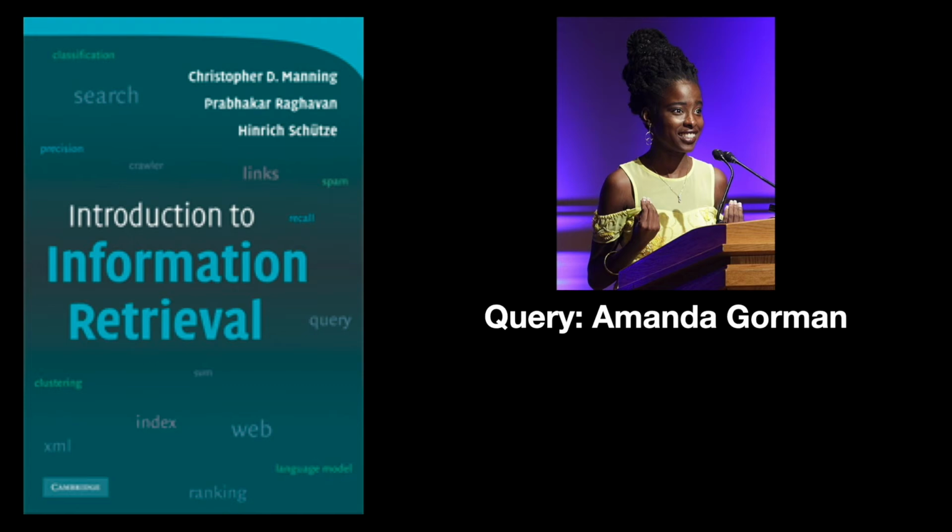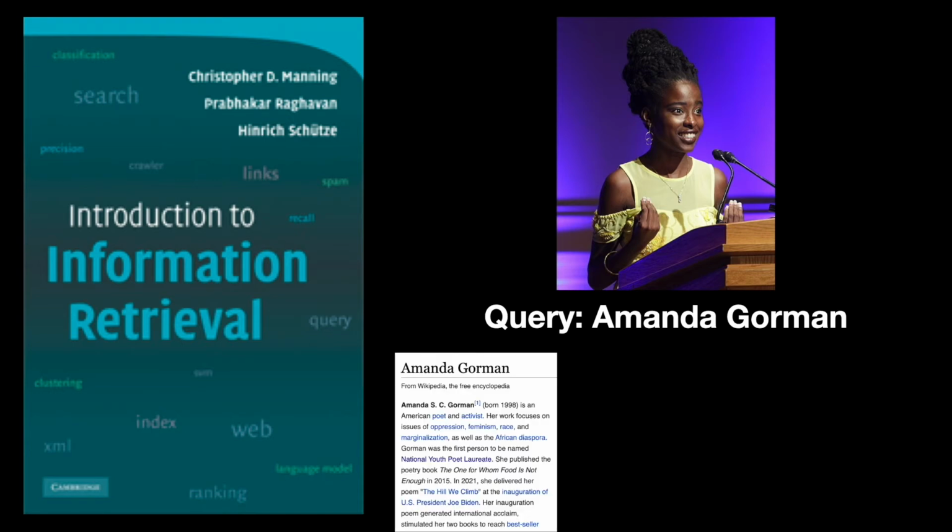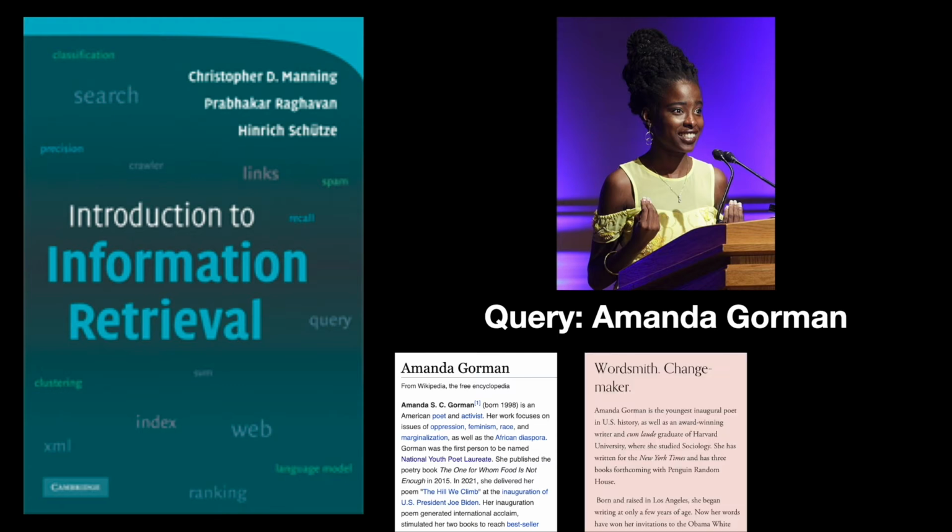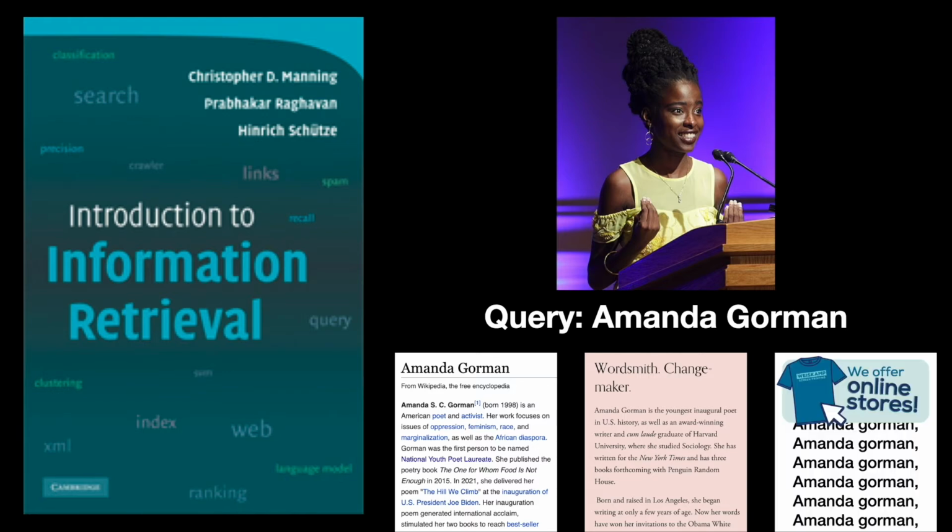The general idea here is if you provide some query, like say you want to find messages or websites about Amanda Gorman, the youth poet laureate in the United States, you might search for websites that contain her name. Naturally, you might find the Wikipedia page for her, or you may find her website. But if you were only looking for pages that had the words Amanda and Gorman in it, you might also find something like web stores that sell t-shirts.